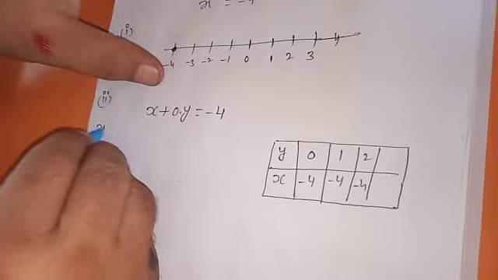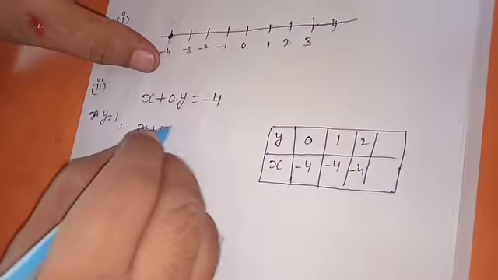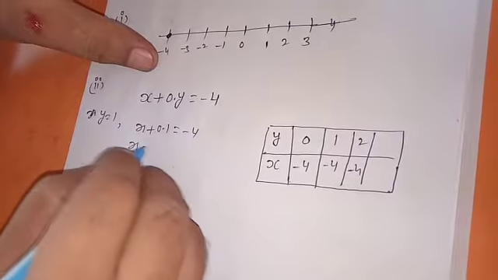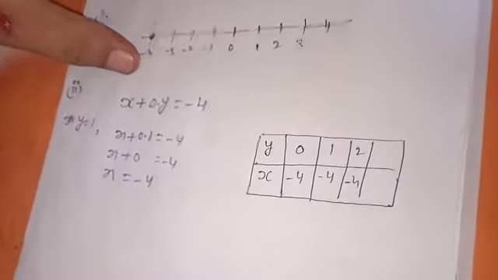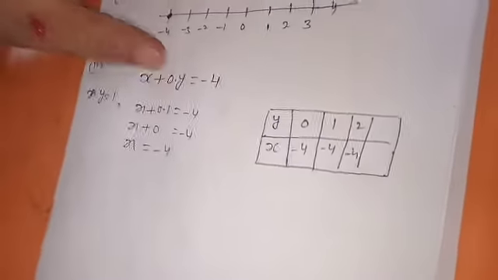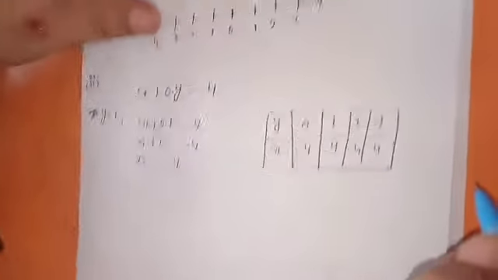If y equals 1, what's its meaning? x plus 0 into 1 equal to minus 4, x plus 0 equal to minus 4, x equal to minus 4. Any value you put multiplied with 0 becomes 0. So minus 1, minus 4, it remains as it is.